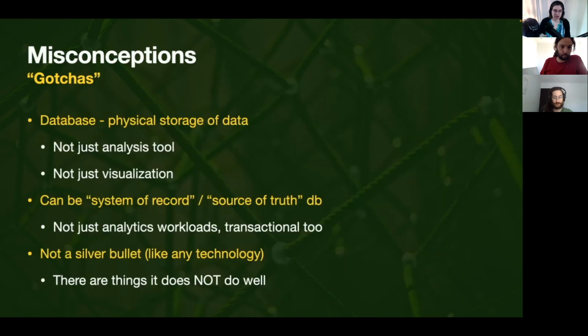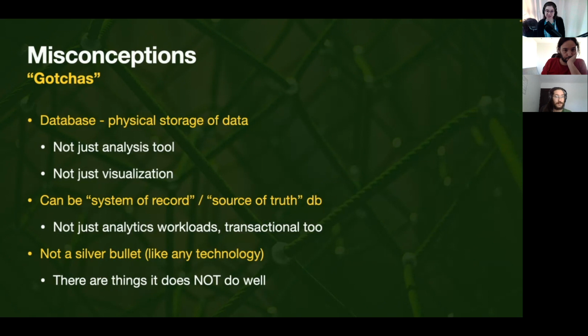Okay. All right, so a couple of misconceptions about Neo4j that I often hear, things that I just want to toss out there, is Neo4j graph database is actually a database. It's a physical storage of data. It's not just an analysis tool. It's not just a visualization. You are actually storing data to disk. It can be used as a system of record.